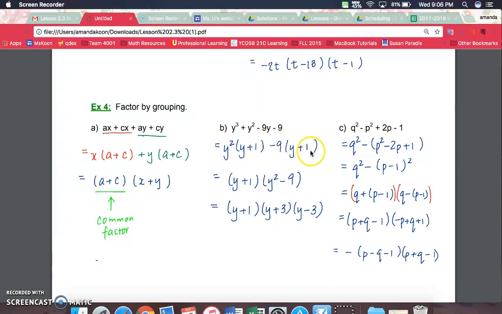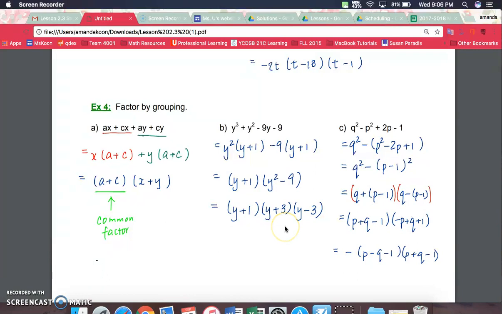So now y plus 1 is a common factor, and then you will have y squared minus 9 as the second factor. But wait a minute, y squared minus 9 is also a special pattern on its own. It is a difference of squares. So factor that as y plus 3 times y minus 3. That's it.